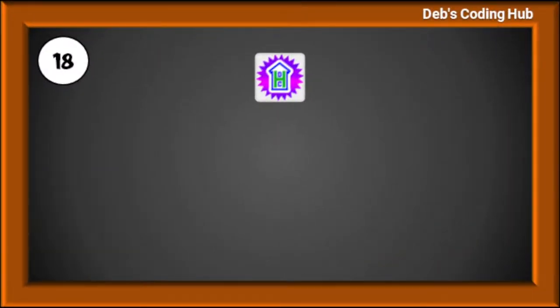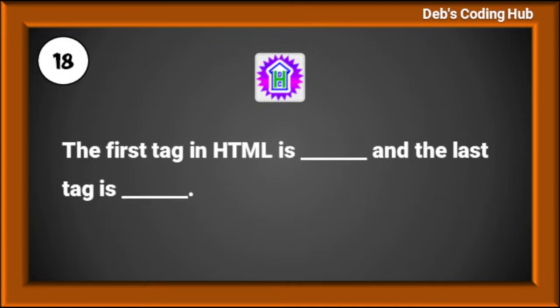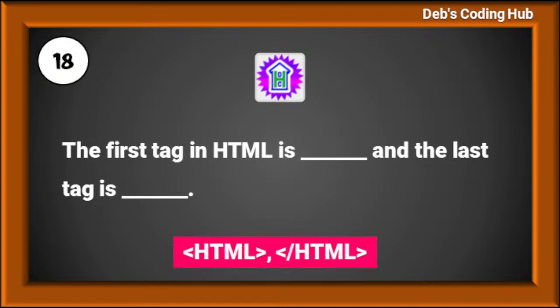Question number 18. The first tag in HTML is dash and the last tag is dash. So every web page or HTML document starts with the HTML tag and ends with the off tag of HTML. So it will be HTML, the on tag, and HTML, the off tag. Okay, so every web page will be within these two tags.